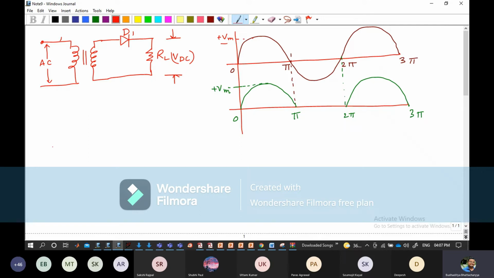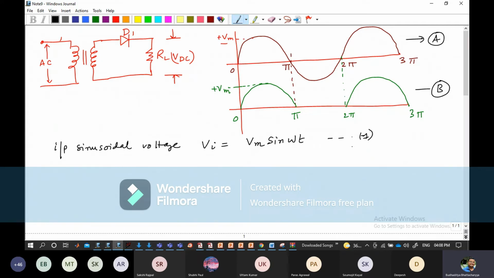So the first thing that we need to understand is what the assumptions are. The input is a sinusoidal voltage AC supply that we are providing, given by, suppose, Vi equals Vm sine omega t. You can see the first figure, figure A, and if I call this figure B, then figure A indicates the AC supply that we are having. Let me put this as equation number 1.